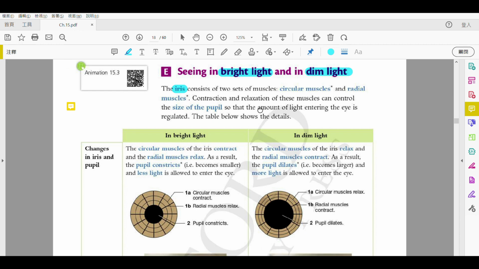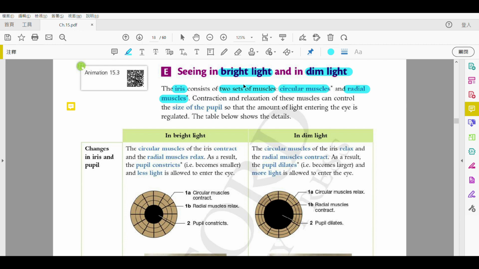But then, we need to know a little more detail. So there are two sets of muscles. One of them is called the circular muscle and the other one is called the radial muscle. Alright? So just like our digestive system again. If you still remember what peristalsis is, of your stomach, of your esophagus, you know that there are always two sets of muscles. One contracts, the other one relaxes, then the other one contracts, and the first one relaxes. Okay, so they're always doing opposite things.